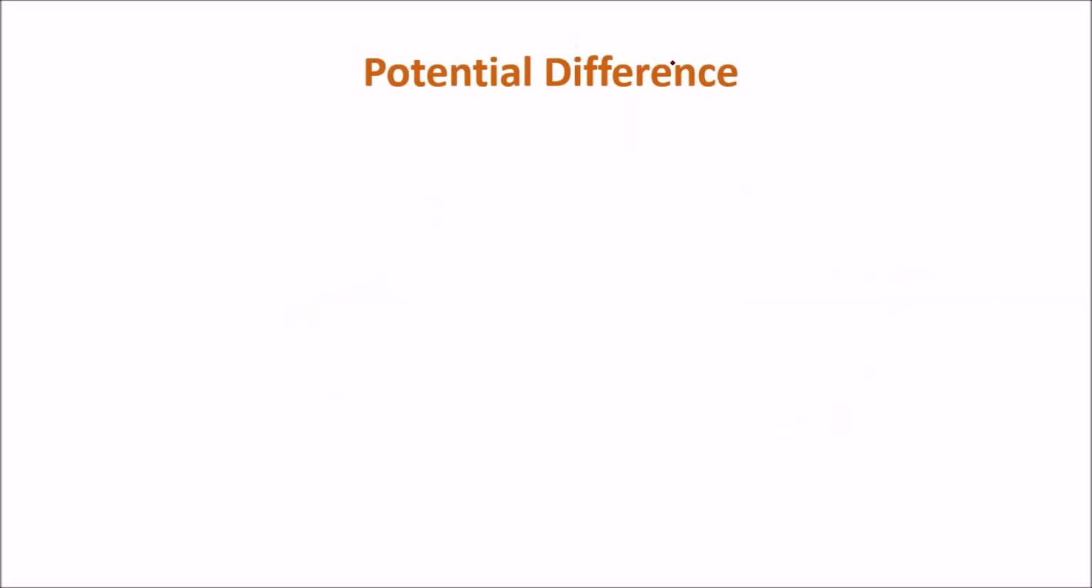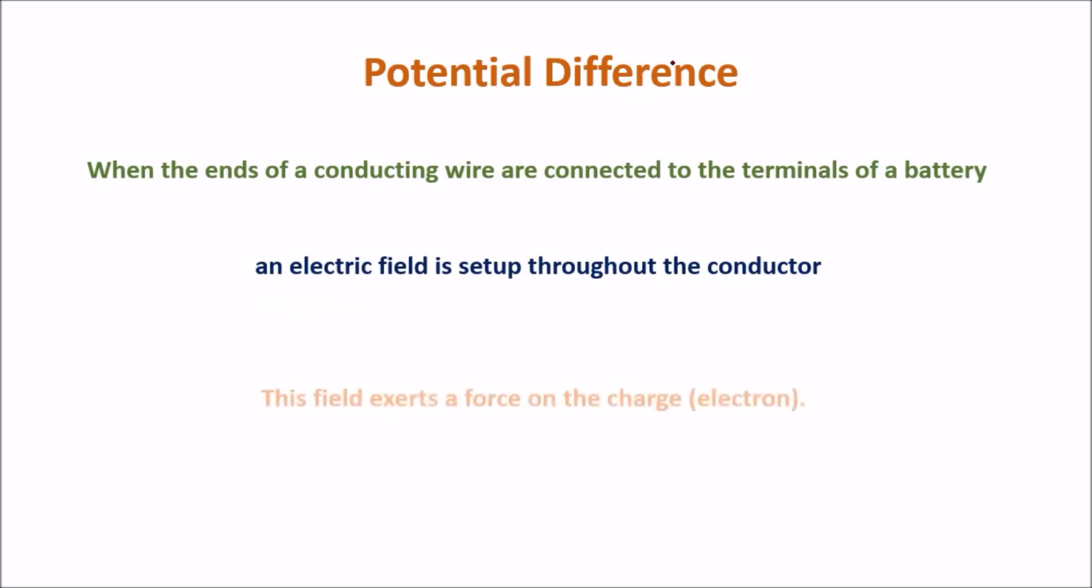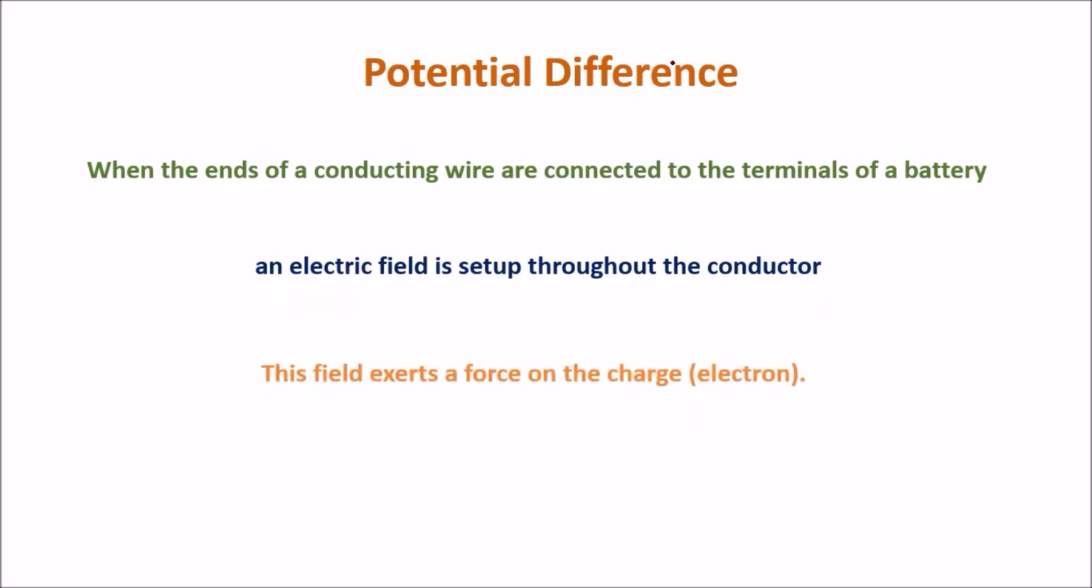So potential is equivalent to strength in the electricity chapter. Potential difference is nothing but strength difference. When the ends of a conducting wire are connected to the terminals of a battery, automatically an electric field is set up throughout the conductor. When an electric field is set up, this field exerts a force on charges. Charges are nothing but electrons.